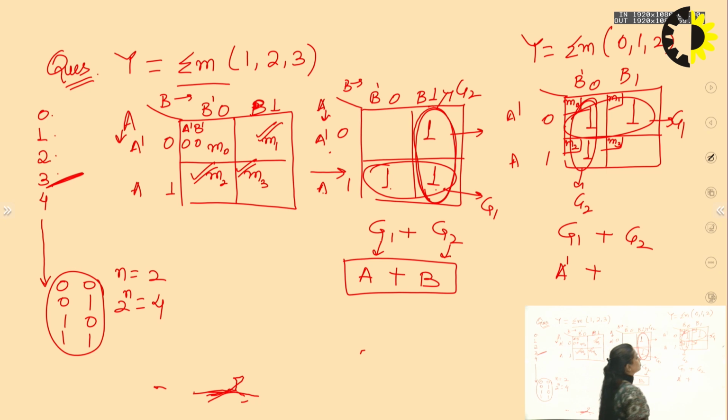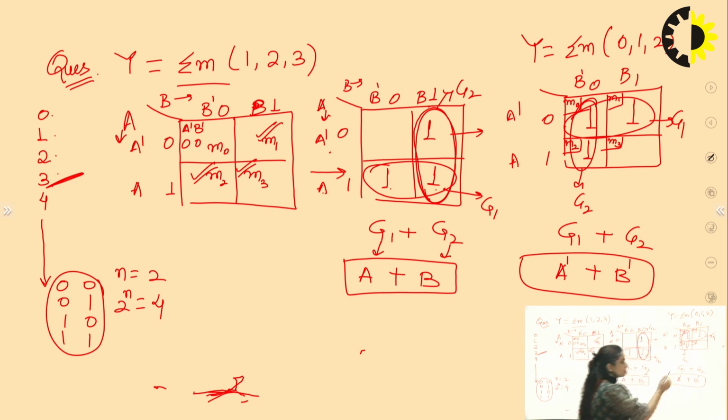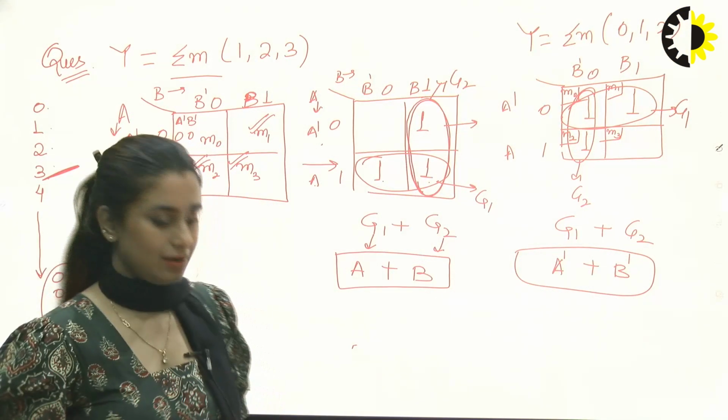For G2, this group, which is in the first column, I'll see the value of A changes from 0 to 1. So as it changes from 0 to 1, that means A cannot be included in the name, whereas B remains fixed, which is B bar. So the solution would be B bar. So the possible solution for this question, we have minimized this using K-map, right?